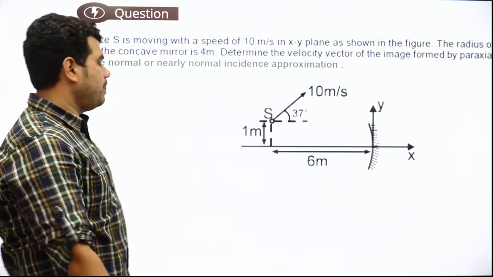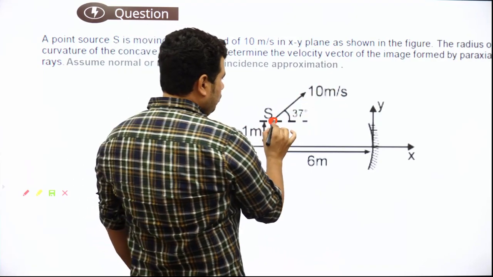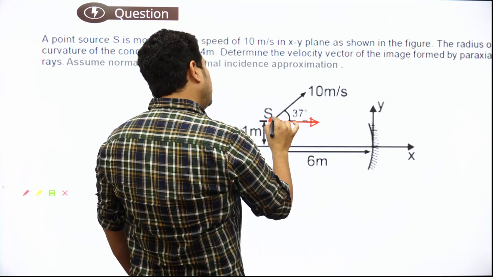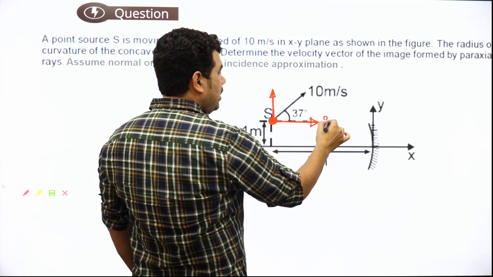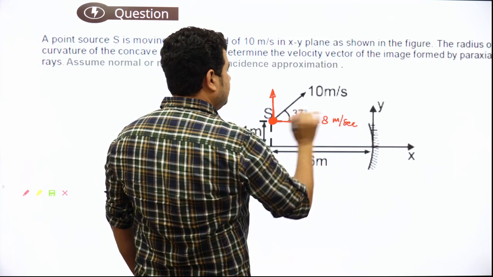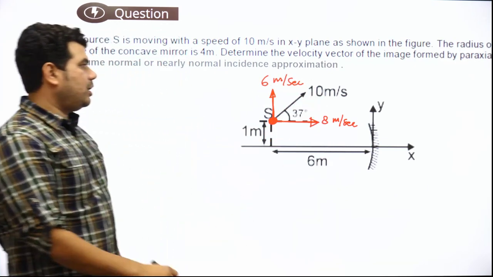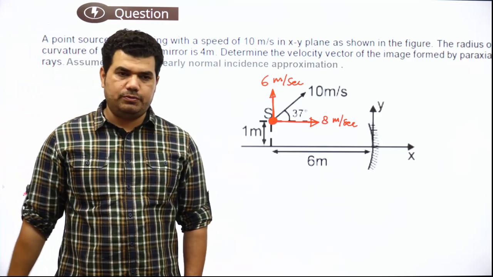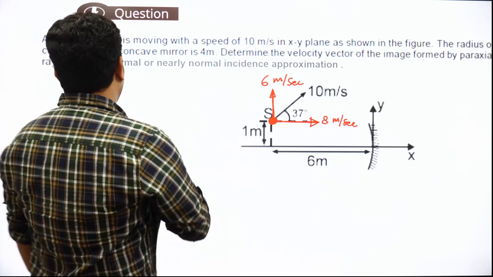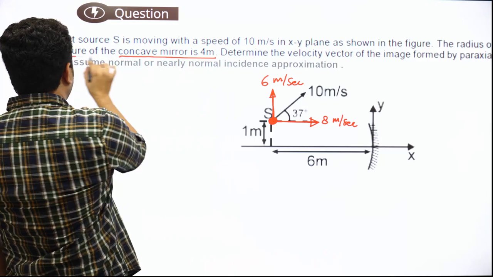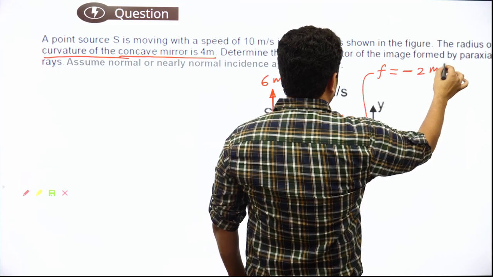Here is the object, and the object has a velocity of 10, so we can resolve it into perpendicular and parallel parts. This part is 10 cos 37, which is 8 meter per second, and this is 10 sin 37, which is 6 meter per second. Now in the concave mirror, the radius of curvature is given, so the focal length of this concave mirror is minus 2 meter.